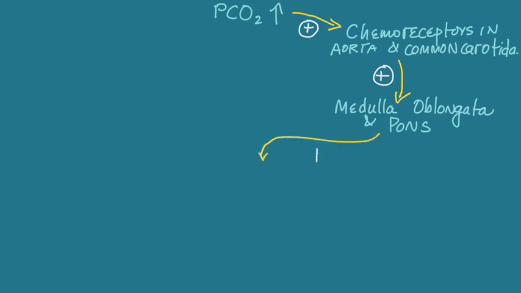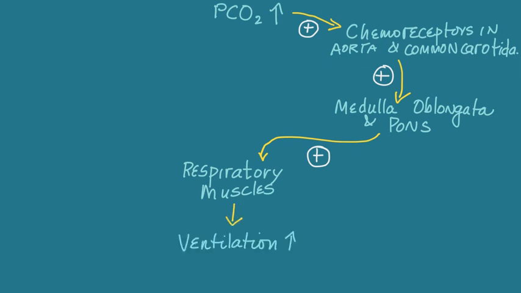Once these are activated, they in turn activate respiratory muscles such as the diaphragm and the intercostal muscles in your rib cage. These muscles increase ventilation, which brings carbon dioxide levels down and back to normal.